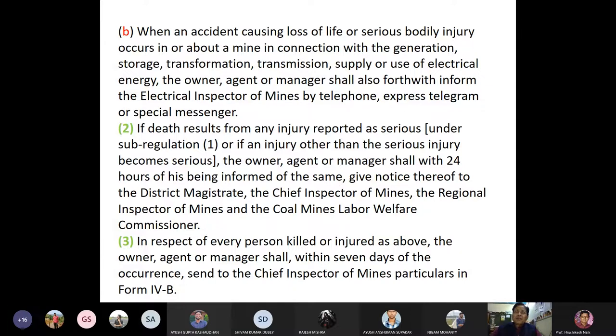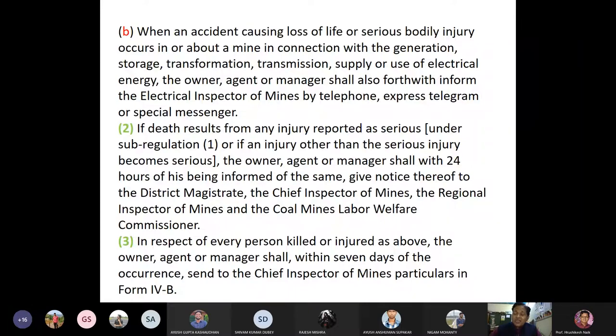Then the second part of Coal Mines Regulation 9.2 is, if death results, if somebody is dead from any injury reported as serious under sub-regulation 1, or if an injury other than a serious injury becomes serious, the owner of the mine, the agent of the mine, the manager of the mine shall, within 24 hours of his being informed of the same, give notice thereof to the district magistrate, to the chief inspector of mines, to the regional inspector of the mines, and the coal mines labor welfare commissioner about the occurrence of the accident.